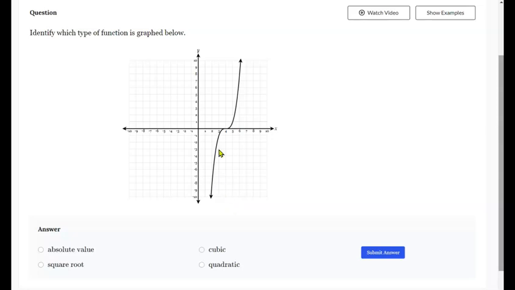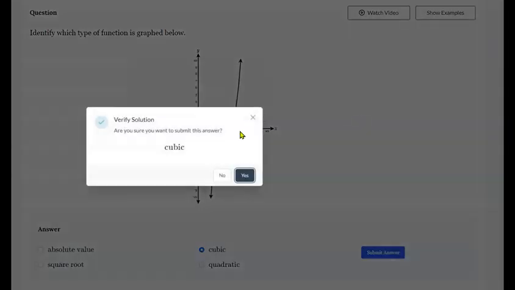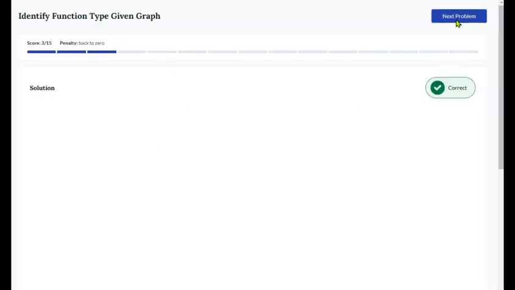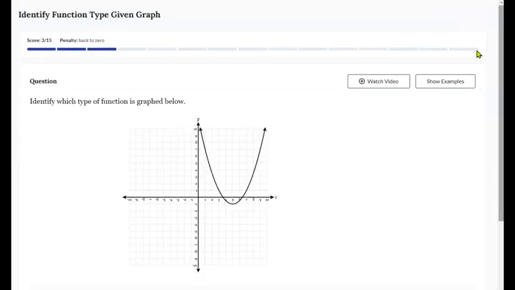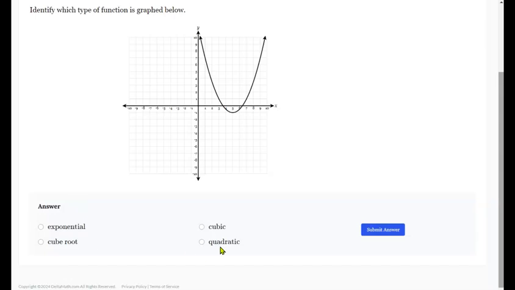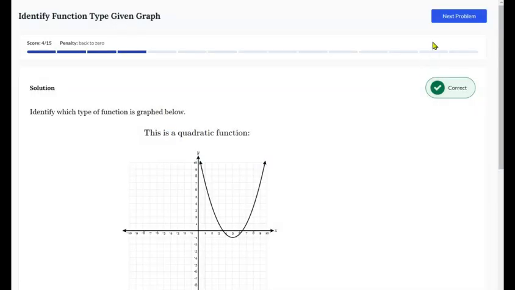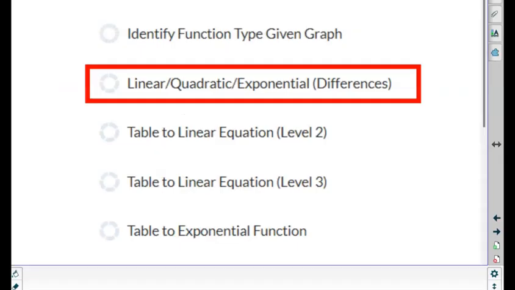If it has a slight left or right turn in the middle of the graph, that's cubic. Anything with a U shape is quadratic. And you'll continue on and on as such. The second topic is determining whether a table has a linear, a quadratic, or an exponential relationship.